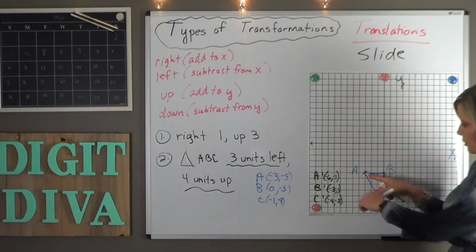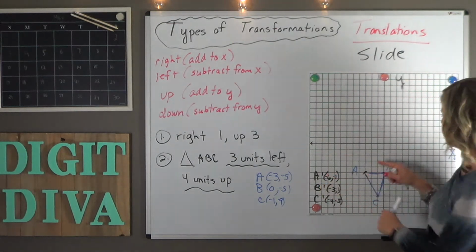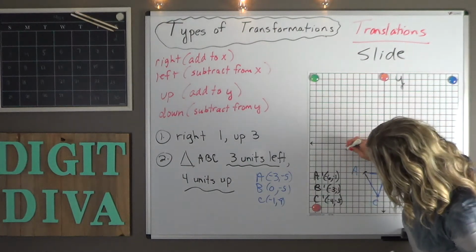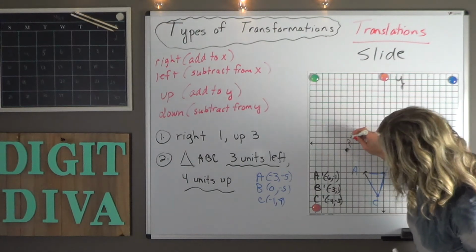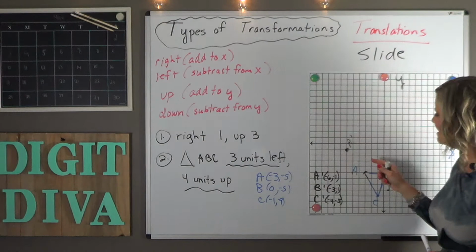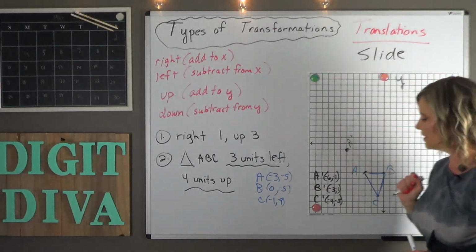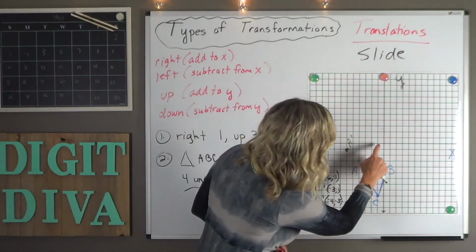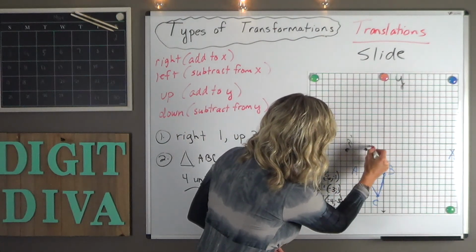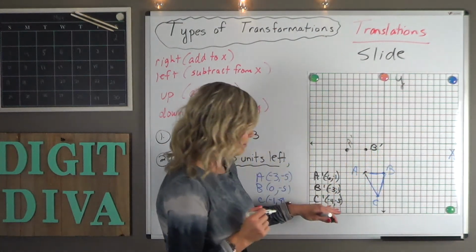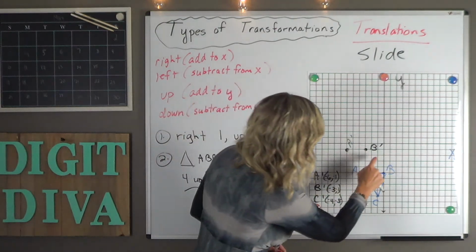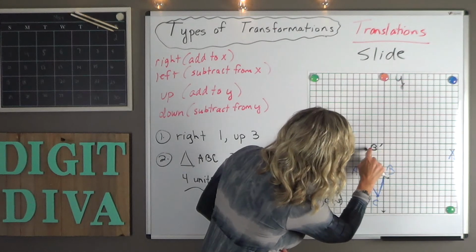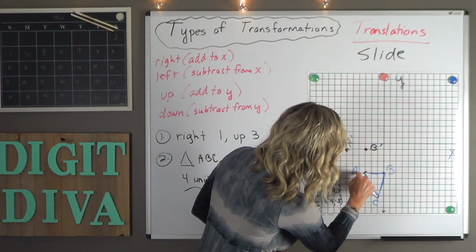So what I'm going to do is plot -6, -1. 1, 2, 3, 4, 5, 6. So my new A, I'd already done all the hard work right here. My new A is at -6, -1. My new B is going to be at -3, -1. Again, B prime. My new C is -4, -5.